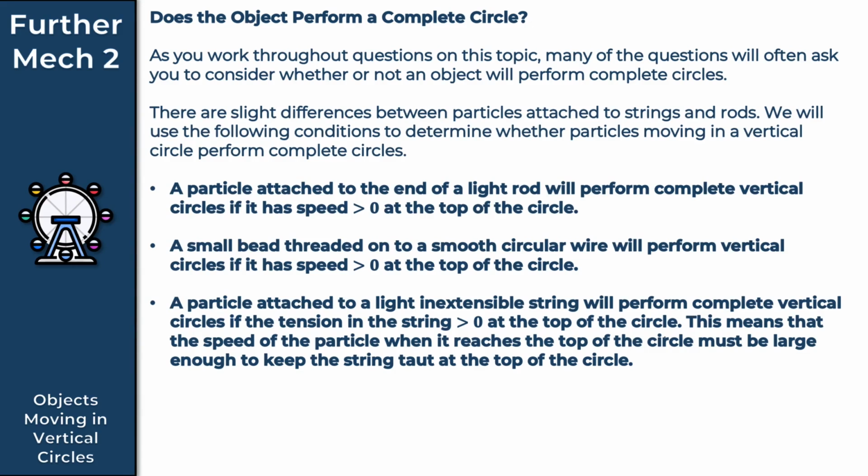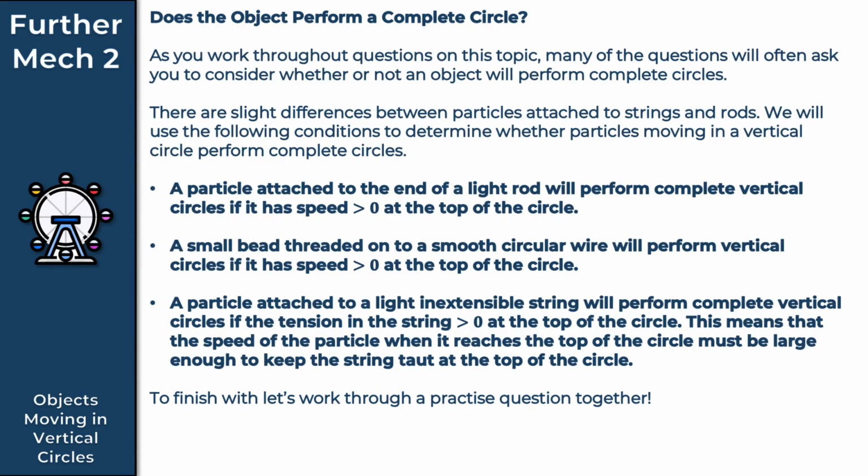What this means is that the speed of the particle when it reaches the top of the circle must be large enough to keep the string taut at the top of the circle. And hopefully that does seem quite intuitive. So to finish, that concludes this introduction. Please do make a note of these final 3 points. It's important that you understand the difference with each individual situation.